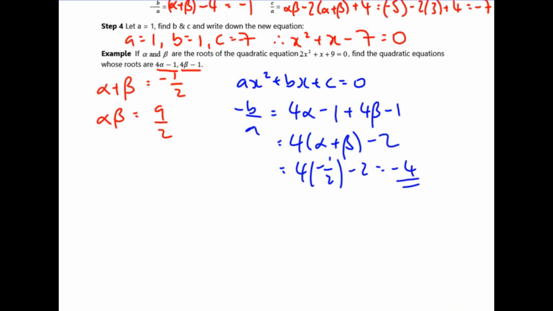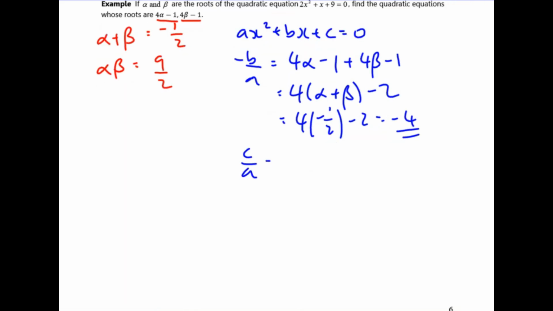Substitute that in and evaluate that, I get minus 2. We can do the same thing for c over a. So c over a is the product of the roots. Multiply these together and expand them out.